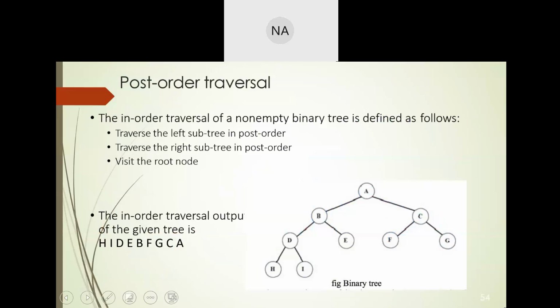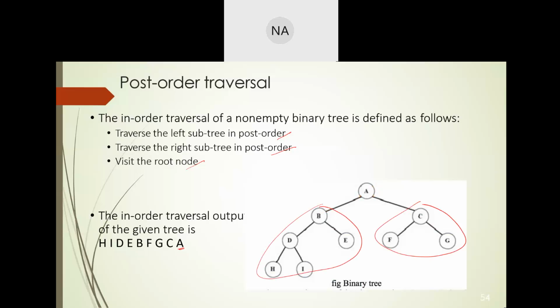Now the post-order. In the post-order traversal, the order is different. You first traverse the left subtree in post-order, then you traverse the right subtree in post-order, and finally you visit the root node. Let's see how the post-order traversal is printed using the same example. First the left subtree, then the right subtree, and then finally the root. So the root comes last. You can see here A comes last.